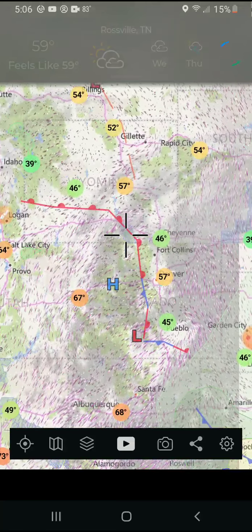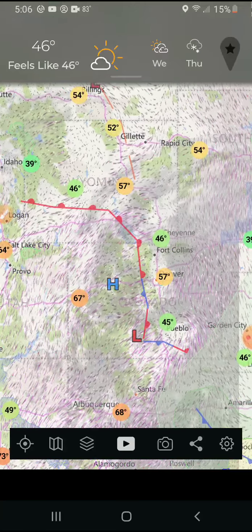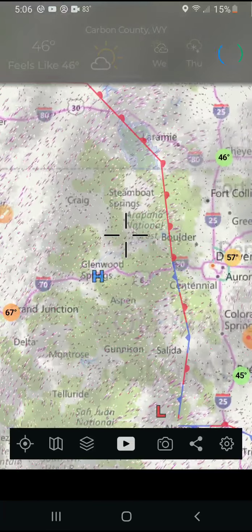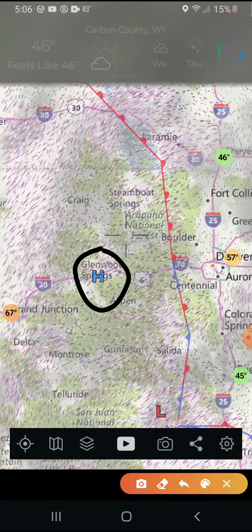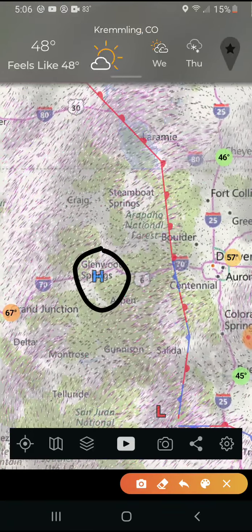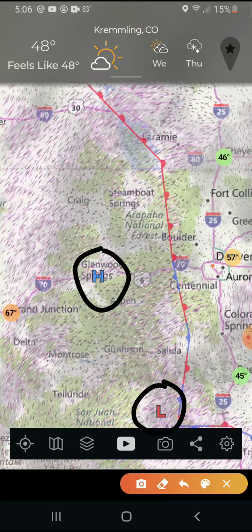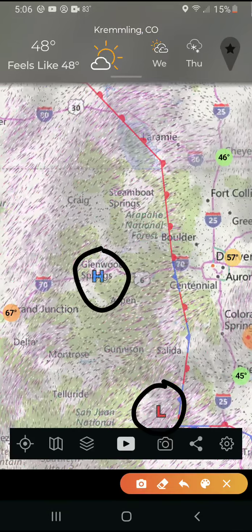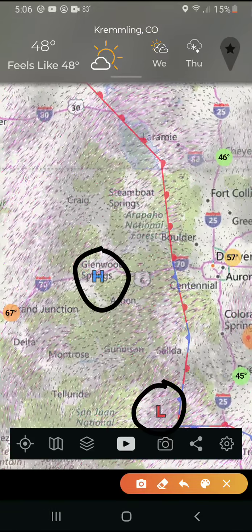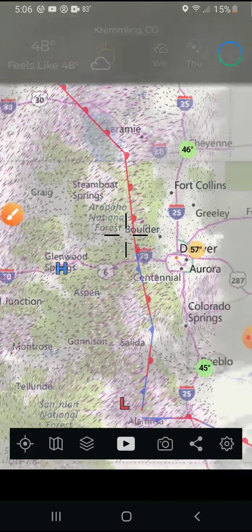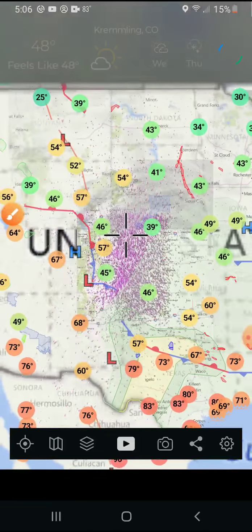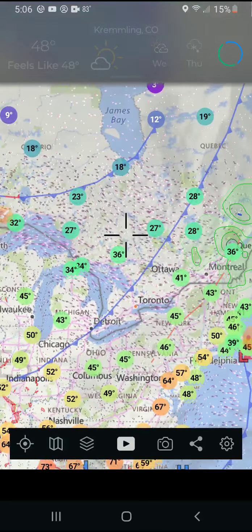But then I want you to also be aware of two things that are there. Those letters right there. You see those letters? This one right here is a high pressure system, and this one is a low pressure system. All right. And I'm going to explain those very quickly. But first, let me show you a front, and then I'll show you those.